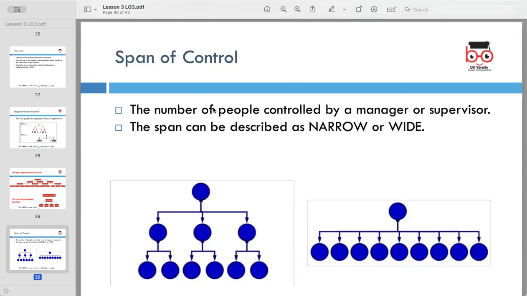Span of control refers to the number of subordinates or employees directly supervised by a manager or supervisor. So a narrow span of control indicates a smaller number of direct reports, allowing for closer supervision and more personalized attention. In contrast, a wide span of control entails a large number of direct reports, leading to greater autonomy and efficiency. So determining the appropriate span of control is important for optimizing managerial effectiveness and organizational performance.